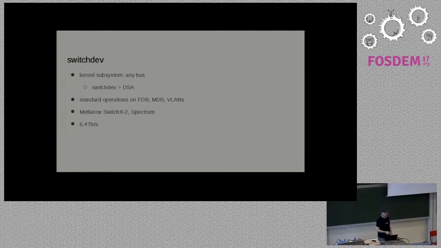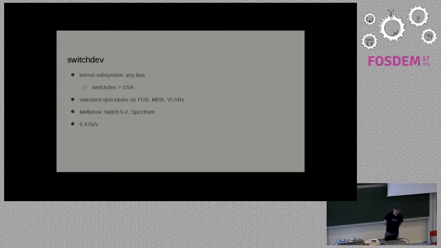If you want to take a look at the switchdev subsystem, look at the kernel source. Include net switchdev.h. That's the entire API. It's super simple because it's just so generic. I encourage you to take a look at it. So that's all I got. Any questions?